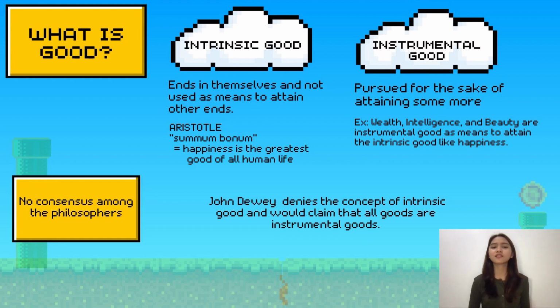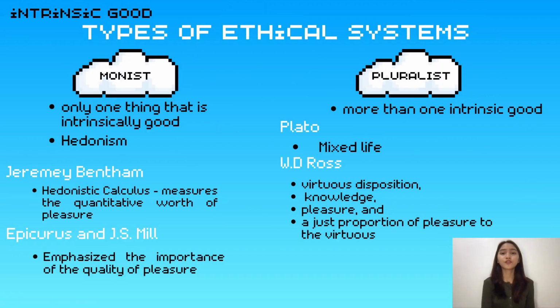Note that there is no consensus among the philosophers on what is to be considered intrinsic good or instrumental good. Examples of intrinsic good and instrumental good can sometimes be interchanged depending on the orientation of the philosopher. There are even philosophers like John Dewey who deny the concept of intrinsic good and would claim that all goods are instrumental goods. For him, intrinsic good are basically instrumental good because it will lead to something more valuable such as growth. Furthermore, 2 types of ethical systems can be drawn from intrinsic good: monist and pluralist.